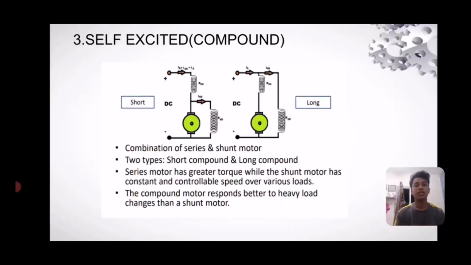I will present about the self-excited compound. This is a combination of series and shunt motor. There are two types, short compound and long compound. The series motor has greater torque while the shunt motor has constant and controllable speed over various loads. The compound motor responds better to heavy load change than a shunt motor.